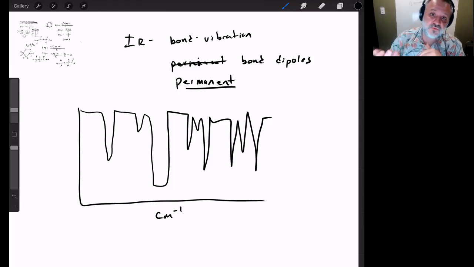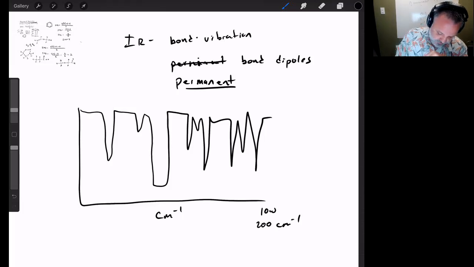And then what you have to know is that on this side of the graph, it's low wave numbers, so it's like 200 reciprocal centimeters. And over here, it's high wave numbers.